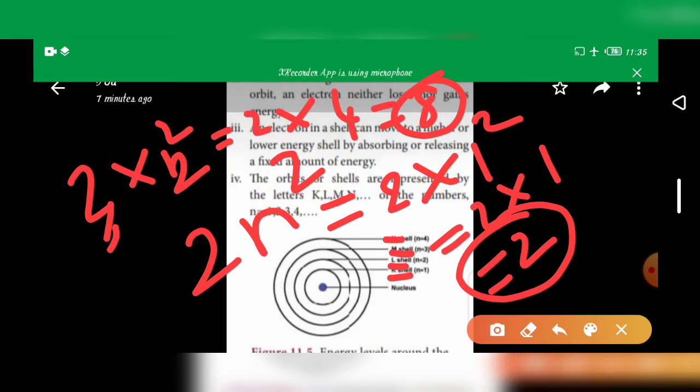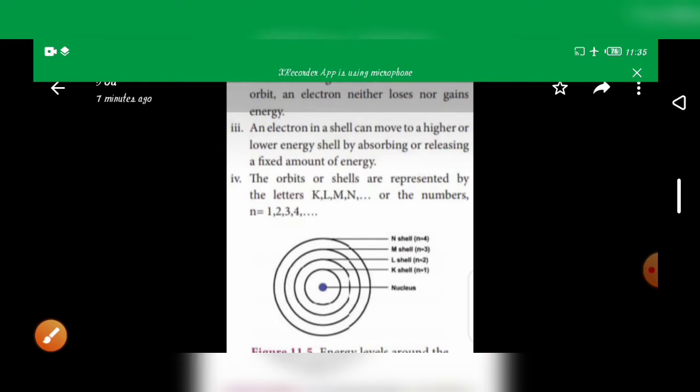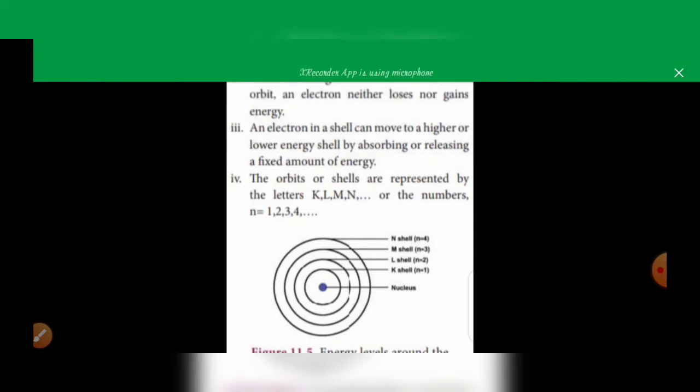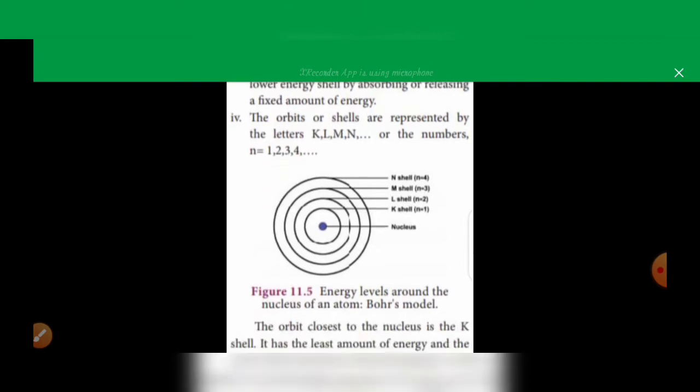Okay, now we come to the next stage. When an electron absorbs energy, it jumps from a lower level to a higher level. When an electron returns from a higher energy shell to a lower one, that is, from the L shell to the K shell, it gives off energy. Okay, next, what is an orbit? An orbit is defined as the path by which the electrons revolve around the nucleus.